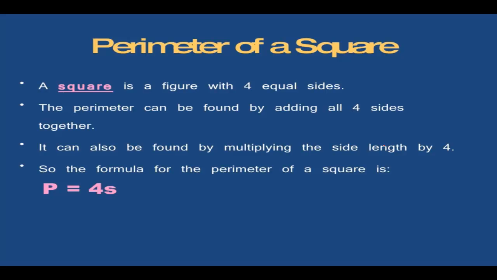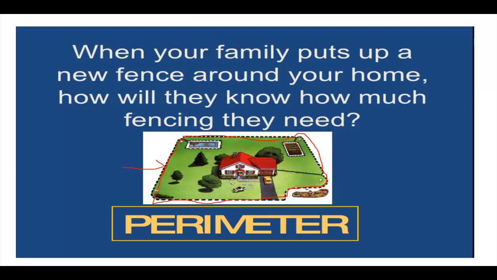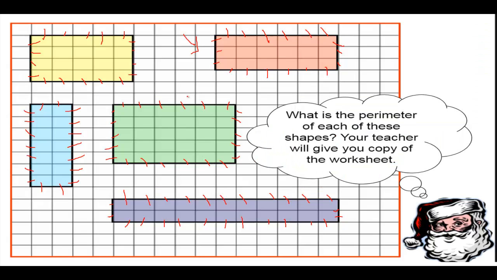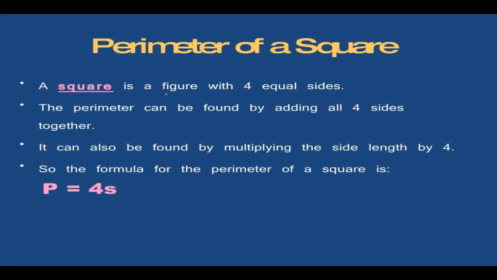Okay, so let's see. The title of our lesson is the perimeter of a square and rectangle. If you didn't remember the meaning of a square, the square here is the figure with 4 equal sides. So what does that mean? The square has 4 sides, because we have 1, 2, 3, 4. So we have 4 sides, and all the 4 sides are equal.